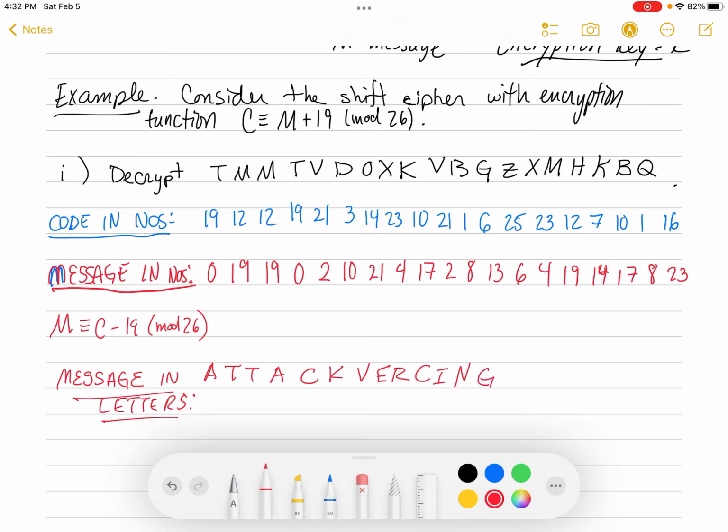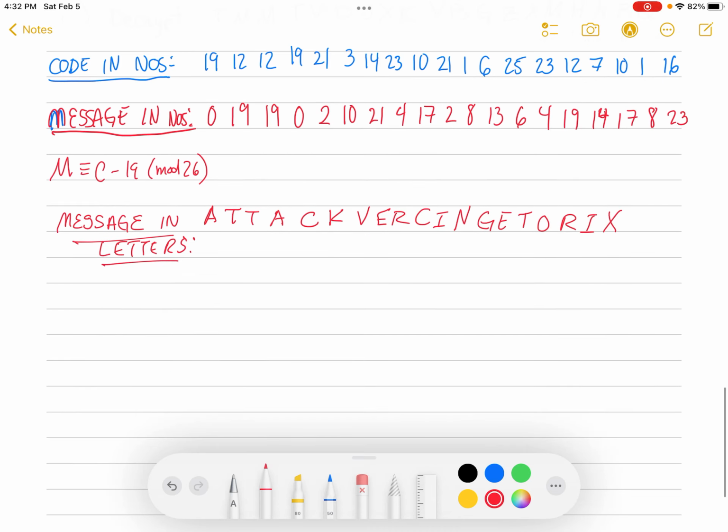6 is G, 4 is E, 19 is T, 14 is O, 17 is R, 8 is I, and 23 is X. So what does our message actually say? It says attack.